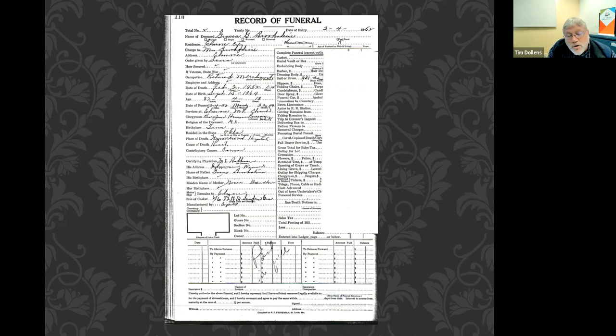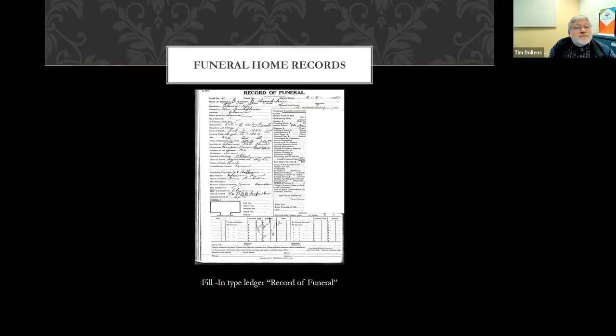And just go to your local funeral home. Once you find out on the death certificate what cemetery company they use or undertaker, then go look for that company's records. Here's an example of one from, it's the same one.